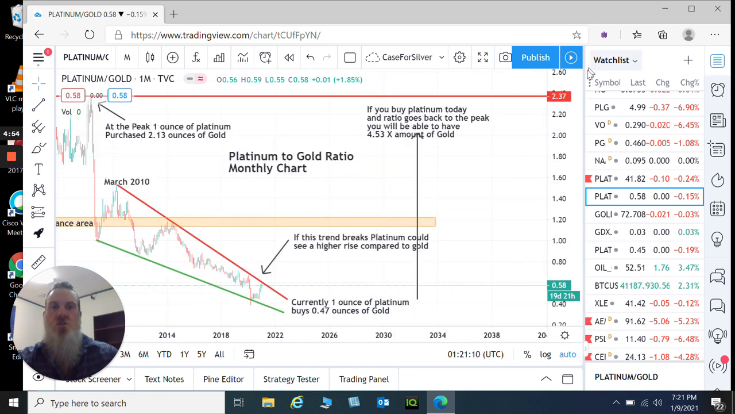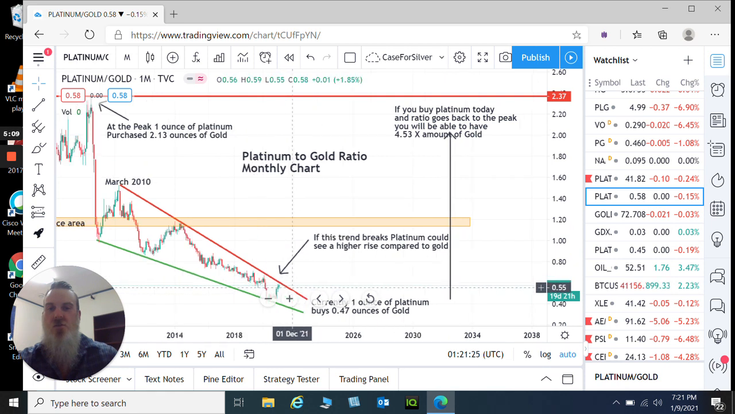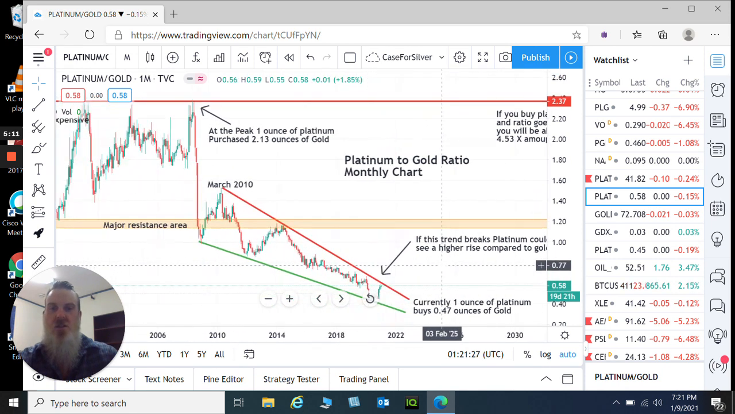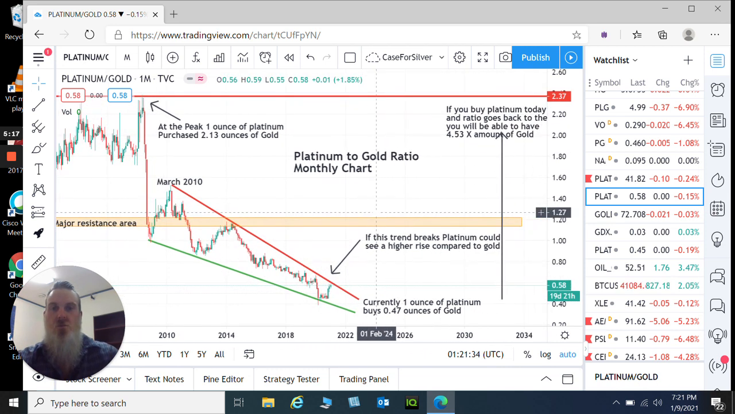zoom out. If you buy platinum today down here, and the ratio goes back to the peak, you'll be able to have 4.53 times the amount of gold. Never mind the US dollars you're going to sell it for. This is what you can play, this is what you can watch. This is a monthly chart, all of these are monthly charts. If we break out of this wedge to the upside, platinum is going to ride.